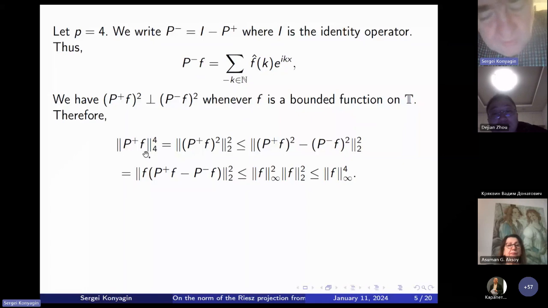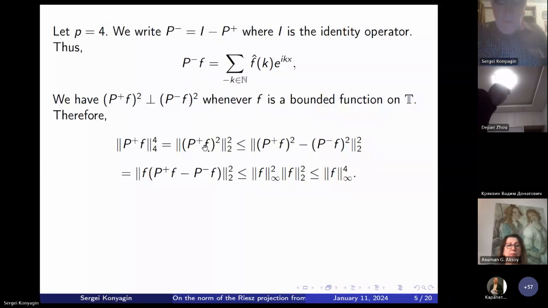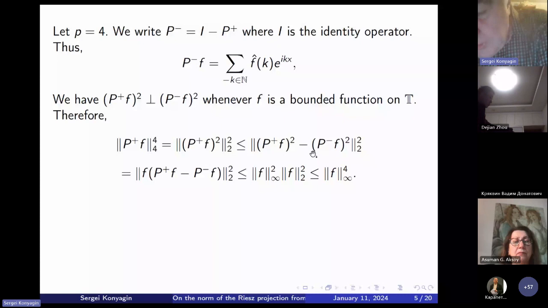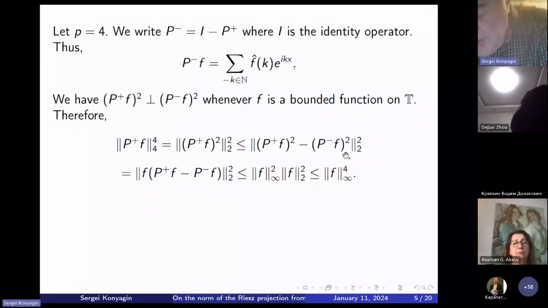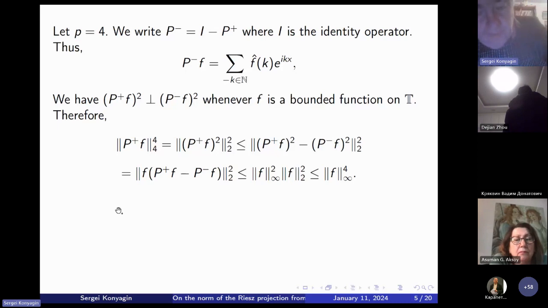So we can write the chain of equalities and inequalities. The norm of the Riesz operator, L4 norm to the 4th power, can be written as the square of the L2 norm of the square of the Riesz projection. Next, if we add to the function (P plus of f) squared the orthogonal function (P minus of f) squared, the L2 norm can only increase. So we have this inequality. And now we write the difference of squares as the product of the sum and the difference. So we have this equality.